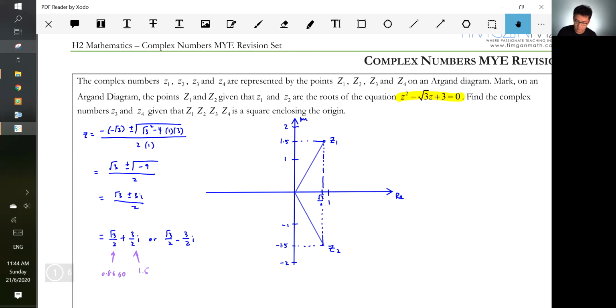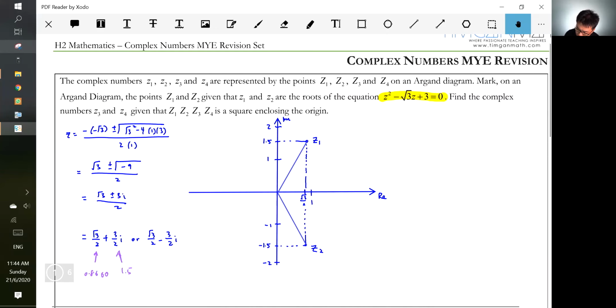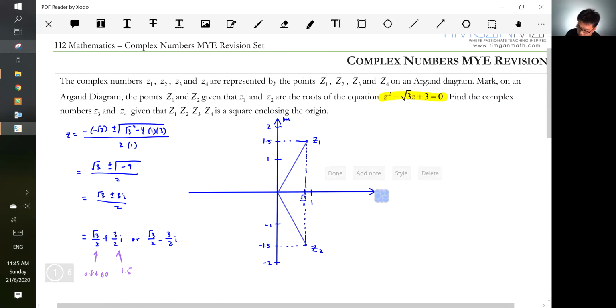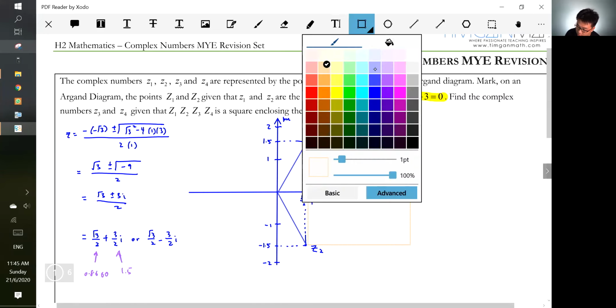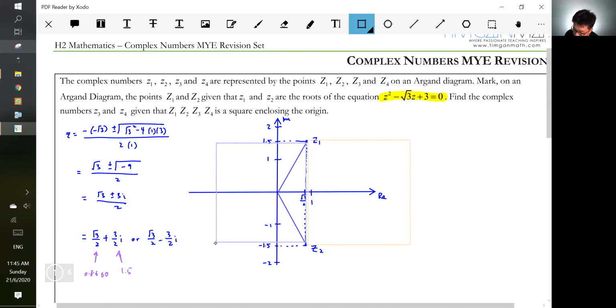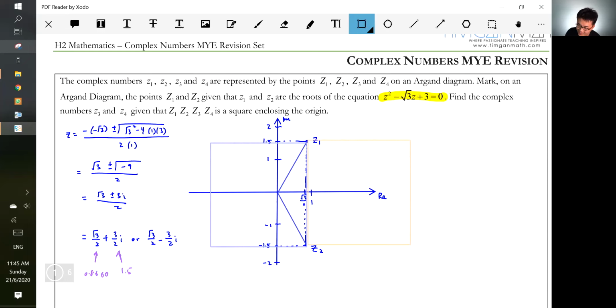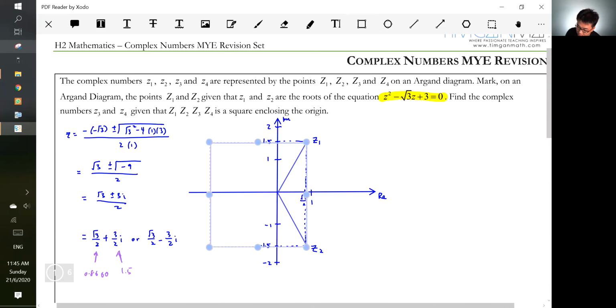Find the complex numbers Z3, Z4, given that Z1, Z2, Z3, Z4 is a square enclosing the origin. There are two ways of drawing the square. You can draw it this way, or the other way on the other side. So which one will enclose the origin? It's quite straightforward. It's the one on the left, this square here.